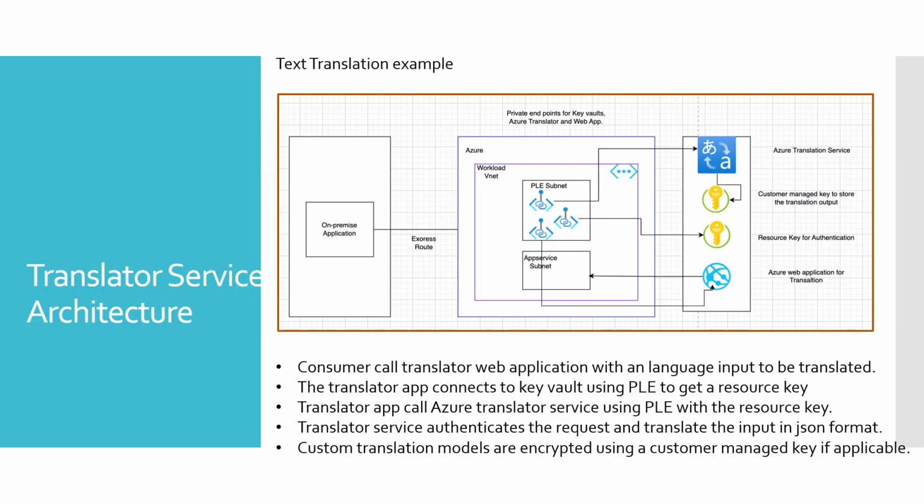takes the input text and translates it using the translator service, and the output is provided in JSON format, which can then be encrypted using a customer managed key. So that is how the whole chain works in this architecture, and this is for text translation.